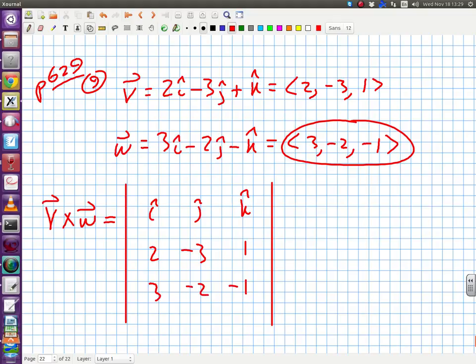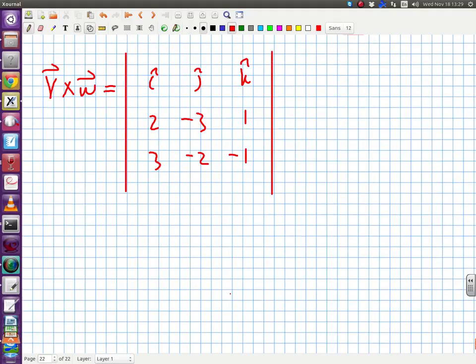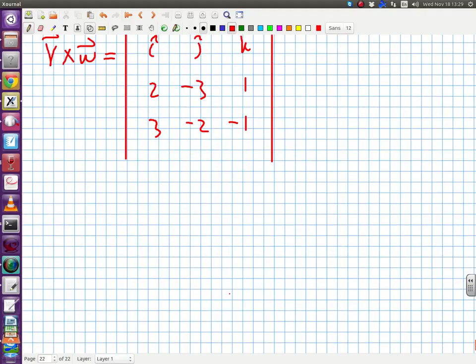All right, so how do you evaluate this? To evaluate this, you end up with another vector, orthogonal to V and W. In other words, perpendicular to both of them, perpendicular to the plane where V and W live. And so it goes like this. V cross W is equal to a certain number of I's minus a certain number of J's plus a certain number of K's.